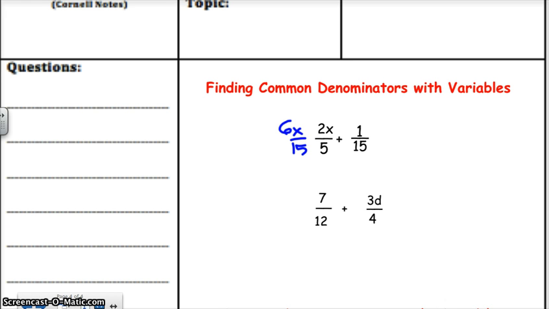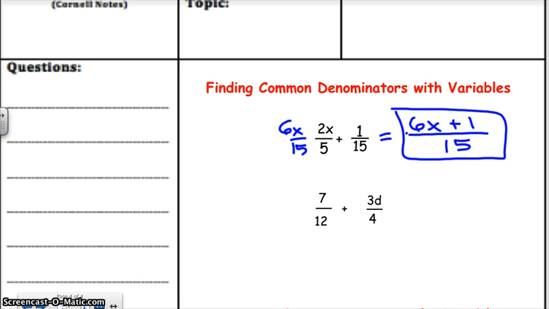Now can I combine 6x and 1? No, they're not like terms. So it would just be 6x plus 1 over the denominator. And I would leave it like that. It is not 7x over 5. You can't combine them because they're not like terms.